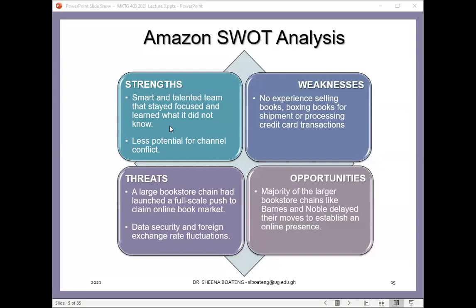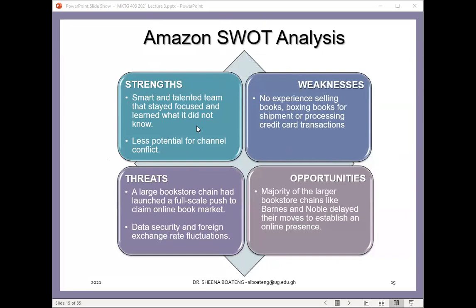And to be able to know how best they could fill this gap, they decided to perform a SWOT analysis to know where they stood in order to know how best to proceed. Now, based on the outcome of the SWOT analysis, they realized that their strengths lay in the fact that they were a group of smart and talented tech people who were focused, right? And they knew what they were looking for.